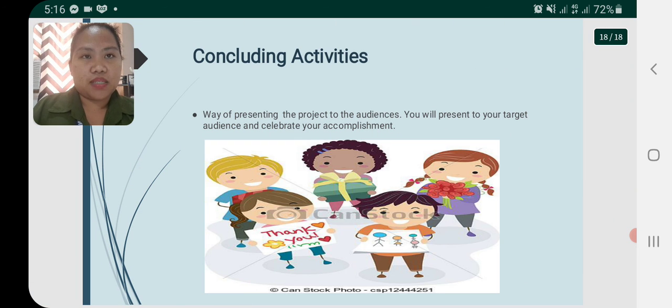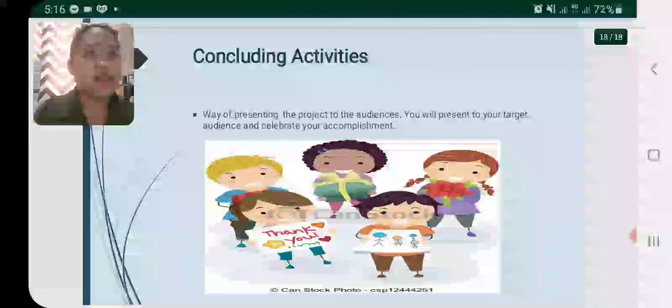Concluding activities. Way of presenting the project to the audience. You will present to your target audience and celebrate your accomplishments. So, pag naging maayos na, nakahingi na tayo ng advice, lalo na sa ating mga teacher, sa ating mga learners, kasi nagsishare nga tayo ng ideas.